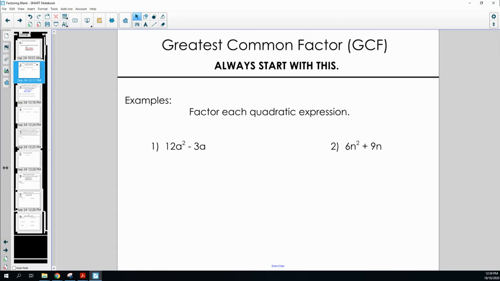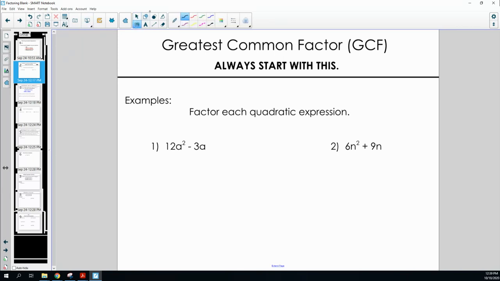So first we're going to look at the greatest common factor. This is very important because we always want to start with this one. If you don't take out a greatest common factor from the beginning, your numbers are going to end up being larger to work with, which is not as easy to use. So by taking out a greatest common factor, we can actually simplify it in the beginning. So here are some examples.